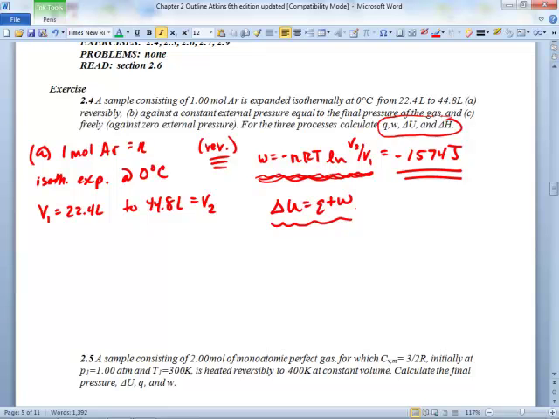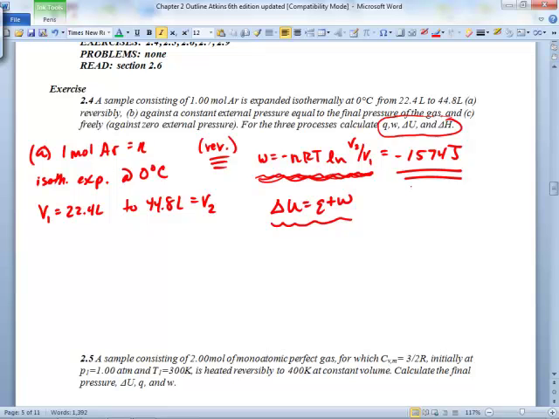A hint. Isothermal. What does that mean? Temperature's constant. So can delta U, internal energy, so it has to be what if it's isothermal? 0. Why? There's no change in temperature. The only way to change the internal energy is to change temperature, right? So that means delta U is 0.